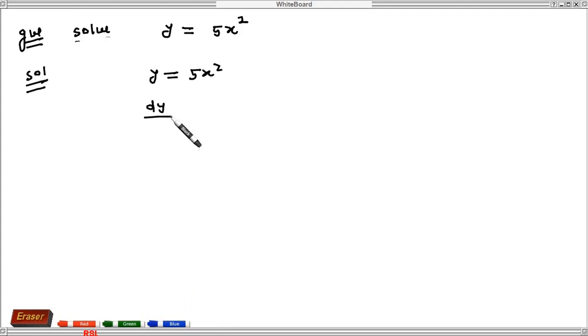Now moving to the next question. Differentiate y equal to 5x square. This is the same question as earlier. This is constant k, so firstly we will take it outside, and then differentiate x square. So d/dx of x square will be 2x.